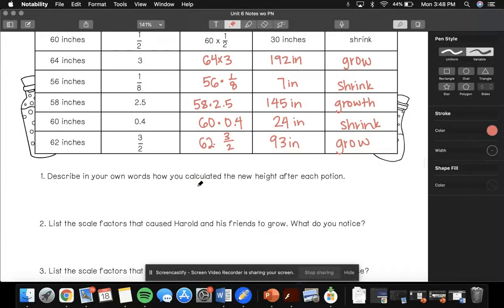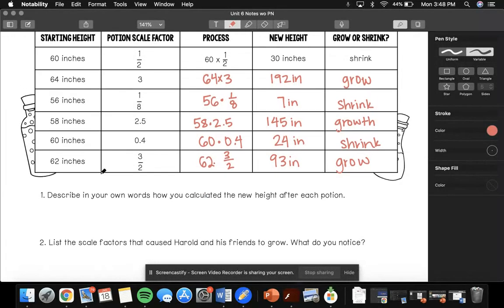All right, describe in your own words how you calculated the new height after each potion. So we took the starting height and we multiplied by the scale factor of the potion.